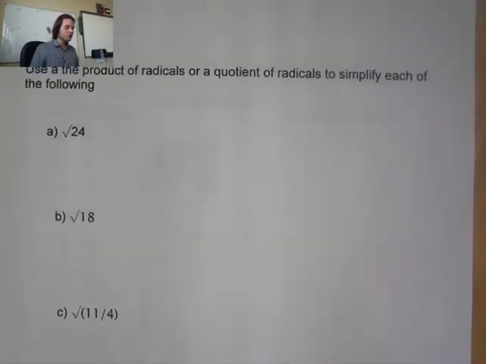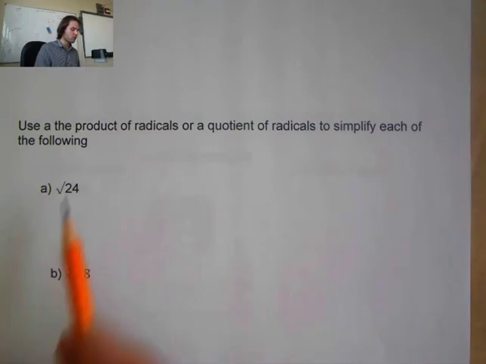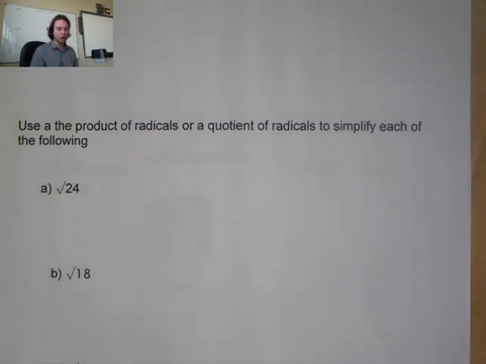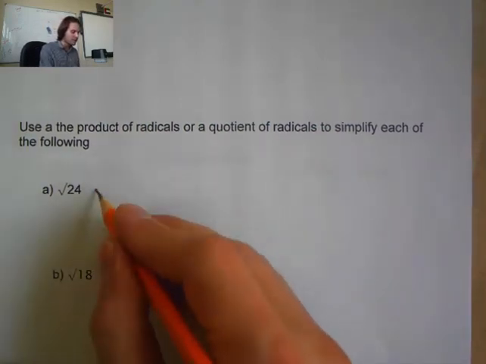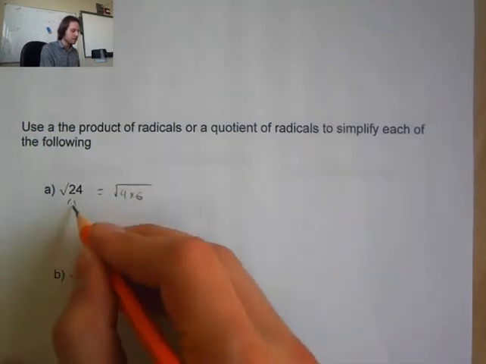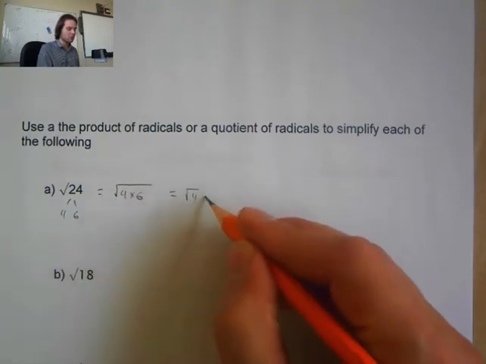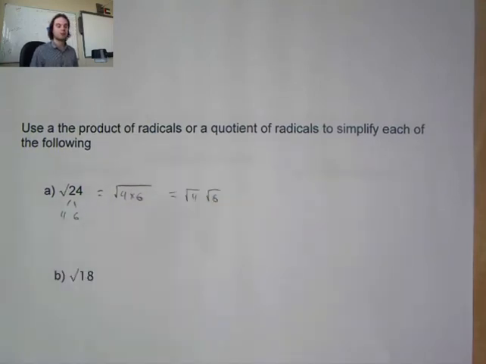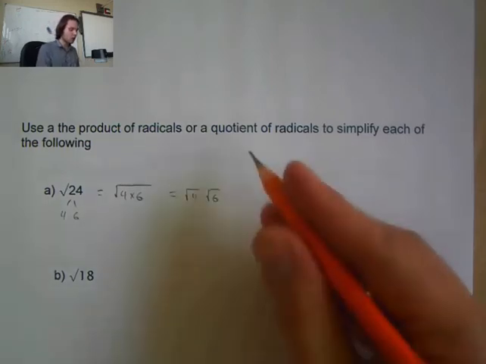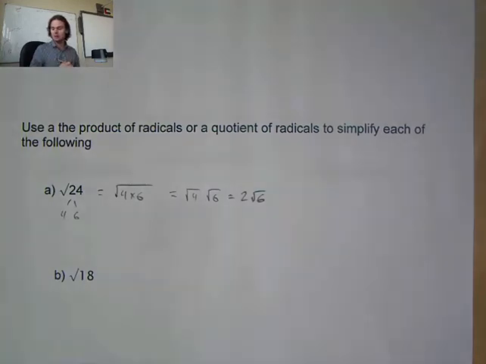Okay, so now we're going to use the product of radicals or a quotient of radicals to simplify each of the following. So let's try the first one here. We want the square root of 24. Well, square root of 24 is equal to 4 multiplied by 6. Okay, so if I break this out, that's 4 times 6, right? Now, if I look at this here, that's the same thing as the square root of 4 multiplied by the square root of 6. Okay? Well, what is the square root of 4? That's just going to be 2. Then we have square root of 6. And there we go. That one is done.